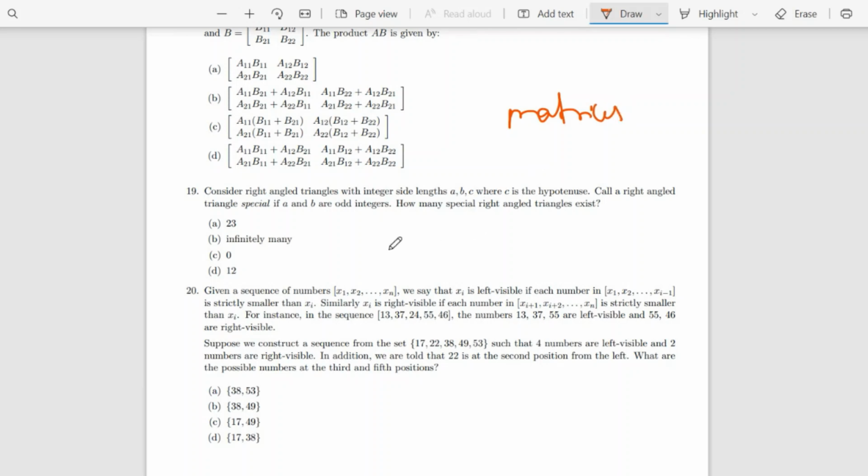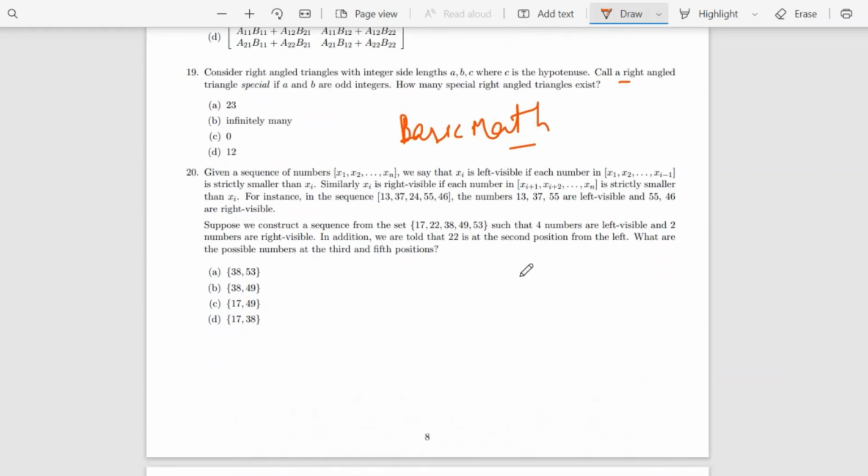And the next question is from basic math only, because it has a right angle triangle and hypotenuse. So this is from basic math that you must have studied at school level itself. The next thing that we have here, question number 20, is also from basic maths only, or you can solve it using your basic intuition only.